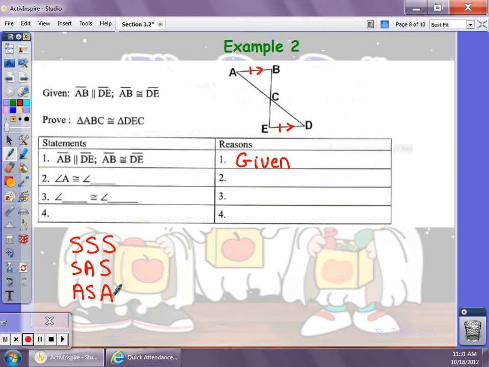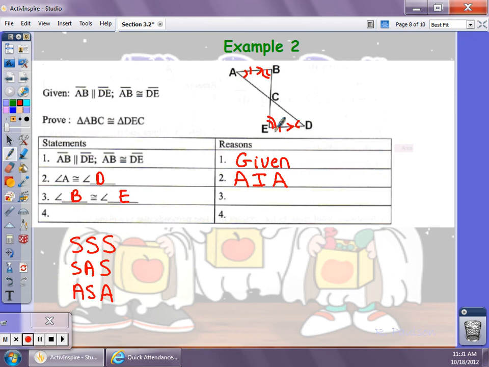So the next thing we can conclude is we have angle A. So we can now say angle A is congruent to angle D, here's A and D, based on alternate interior angles. So I'm going to abbreviate alternate interior angles. We can also tell that angle B is congruent to angle E. Those are also alternate interior angles.